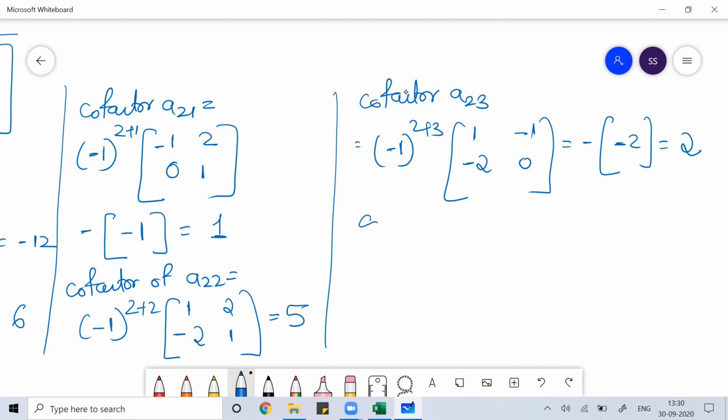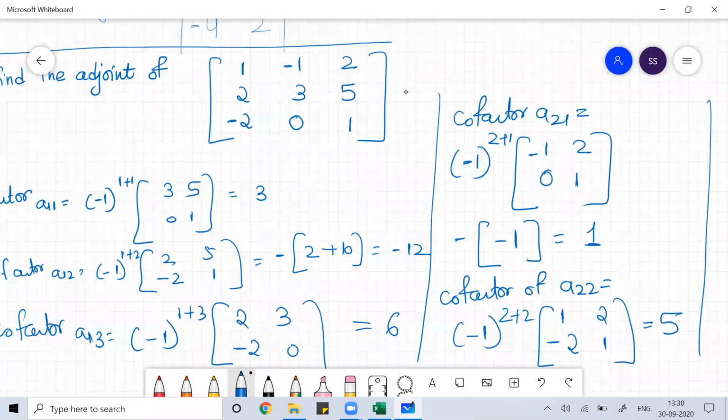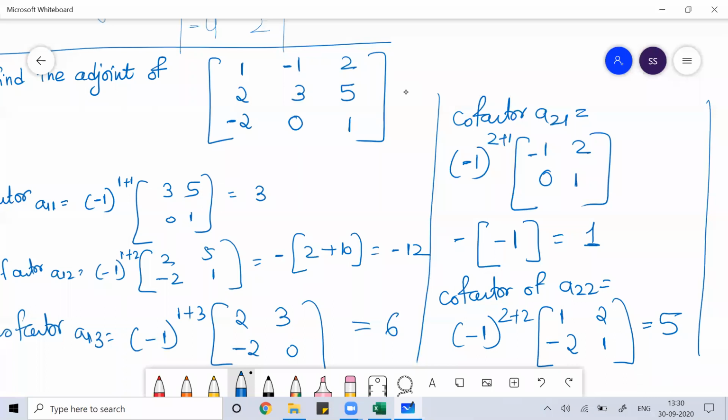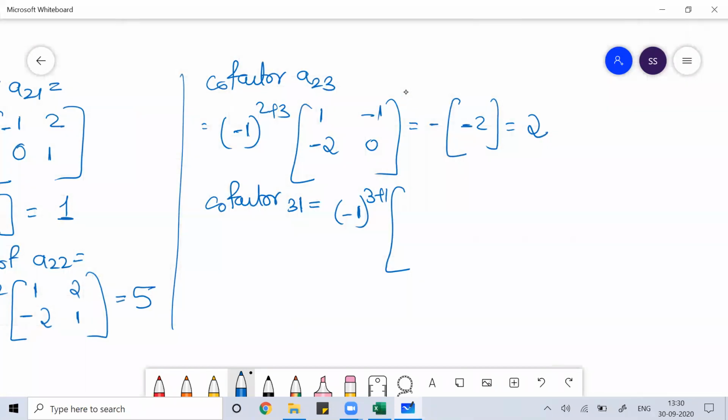Then find the cofactor of A31. The sign is plus, minus 1 to the power 3 plus 1. For the A31 cofactor, the minor is -1 -1 / 3 2 5. So you do that: this is -5 -6, which is -11. So we'll get -11.